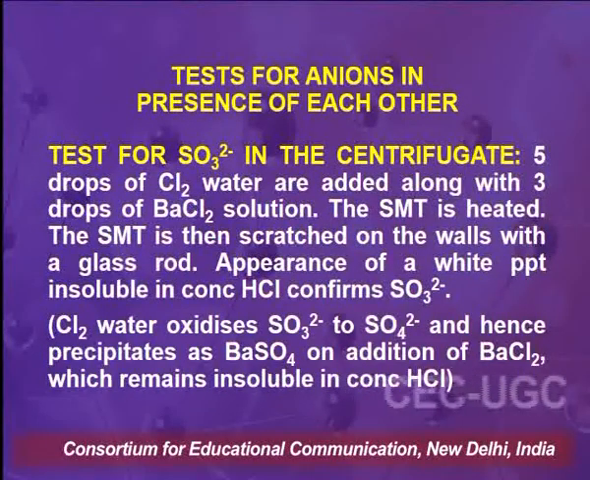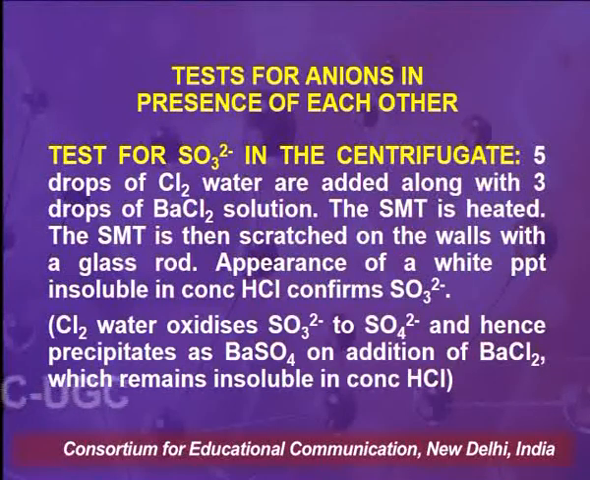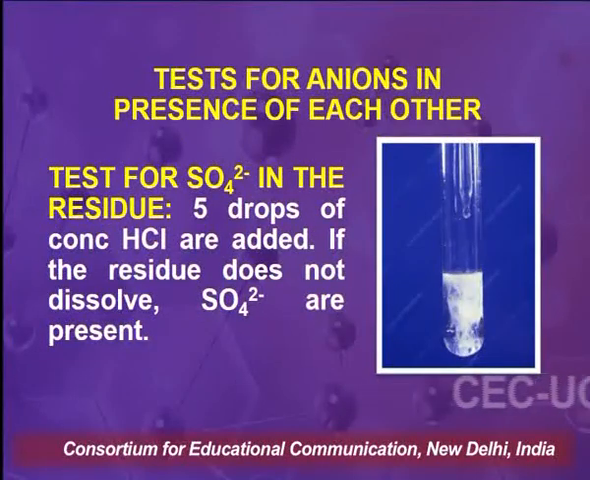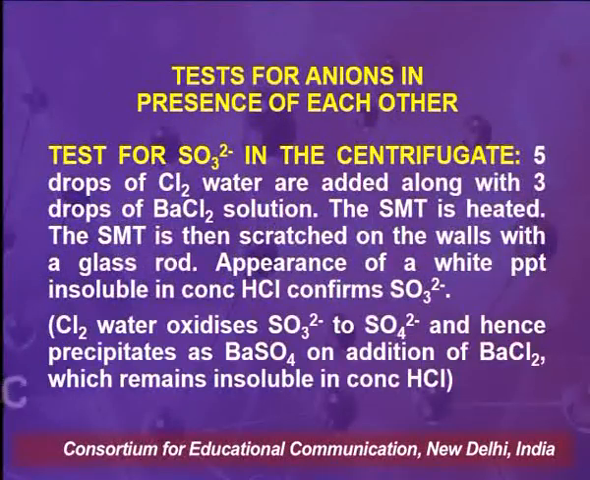Testing for sulfite ions in the centrifugate. If on addition of dilute HCl the residue gets dissolved, the one which we had discussed in the previous slide, then to this solution 5 drops of chlorine water are added along with 3 drops of barium chloride solution.